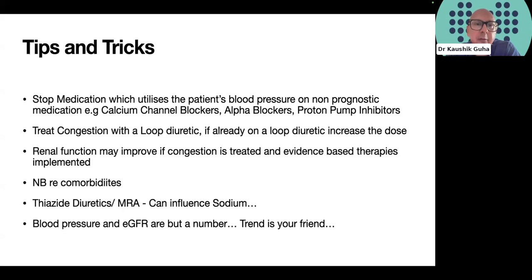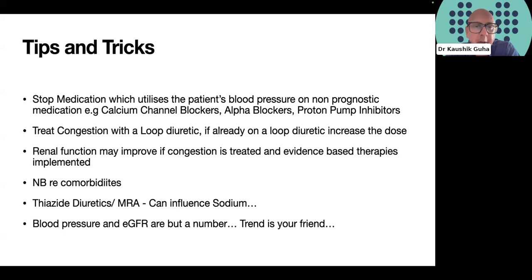I appreciate when we are the duty HCP or duty doctor within primary care, we are inundated potentially with blood test results. I would urge, unless the numbers are extreme, to look at the trend and to see whether there has been significant deviation in eGFR, blood pressure, or potassium before we make a knee-jerk reaction about stopping patients' medication.